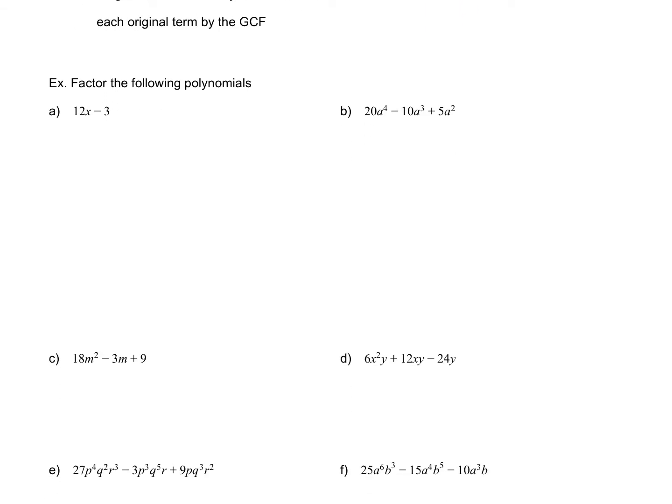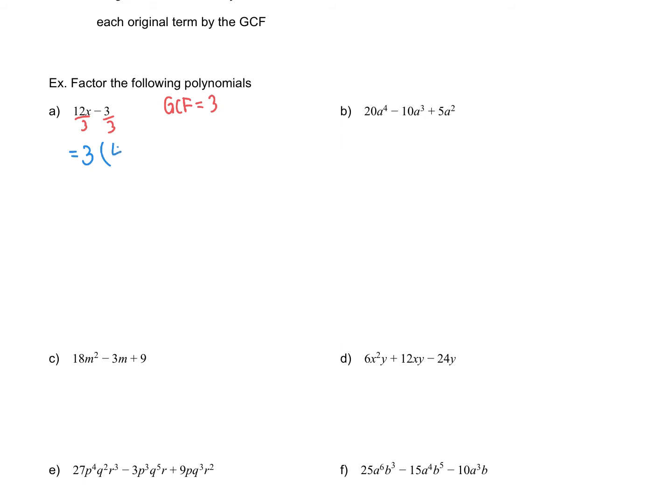All right, we're going to factor the following polynomials. So in 12x and negative 3, if I look at 12 and 3, they have a 3 in common because both numbers can be divided by 3. And then in terms of the variables, the first term has an x, but the second does not, so that's all I can do. So I will write my GCF, I will write a bracket, and then I will divide each term by 3 to get my leftover bracket portion.